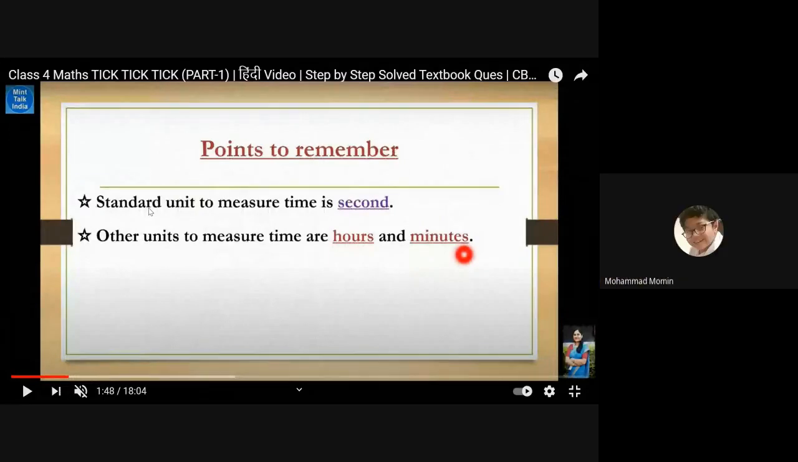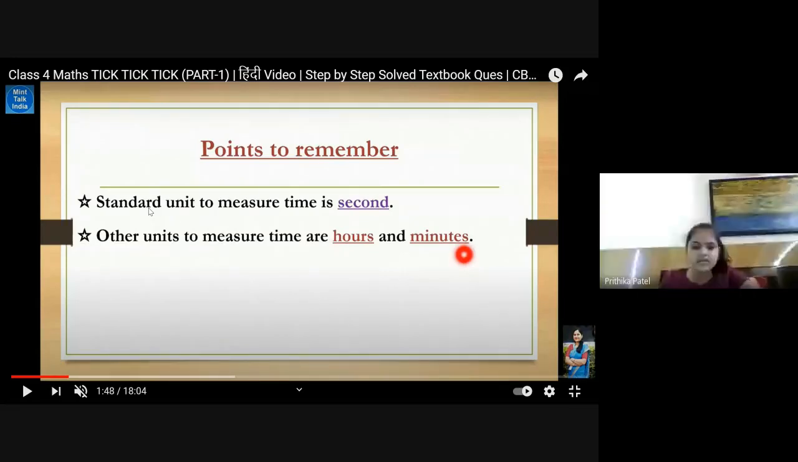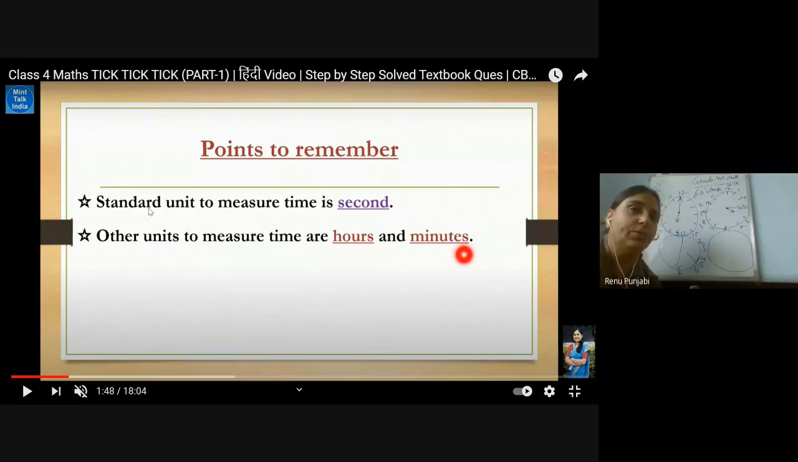Points to remember, which is very much necessary for you to remember. Am I clearly audible to you all? Yes, ma'am. Okay. The standard unit to measure time, which is the smaller unit here, is seconds. Ma'am, there is no page like this. No, but these are the notes prepared. Okay. Other units to measure time are hour and minutes.